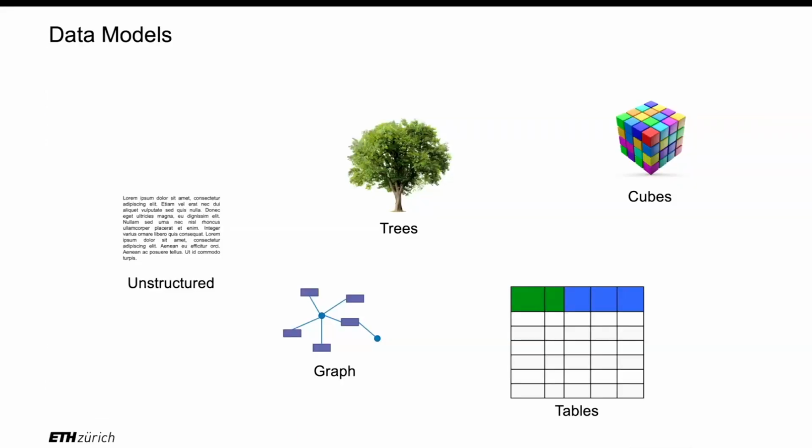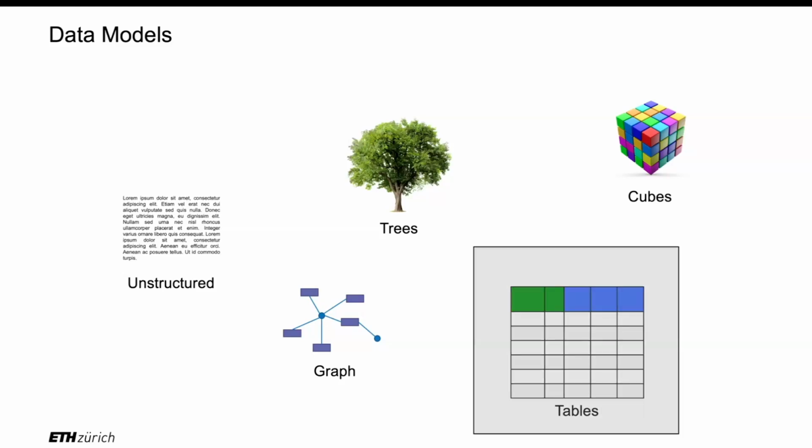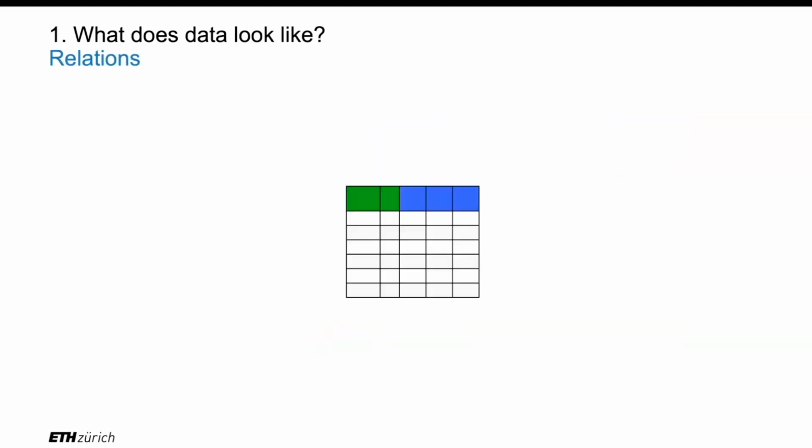So I told you about the data shapes, right? The kind of data you can have. So the unstructured data, the sort of things you do with vectors now with ChatGPT. You have trees, graphs, cubes, tables, and we are going to focus specifically on the tables, the ones that have been known for thousands of years already on clay tablets.